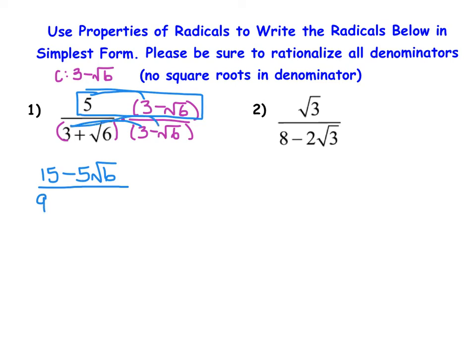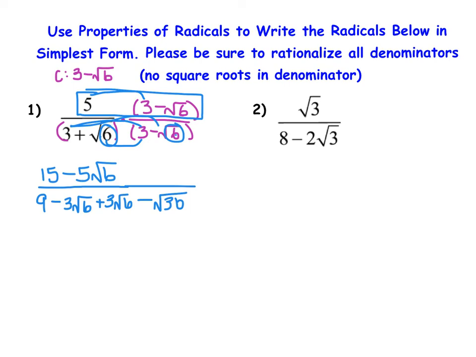Then 3 times negative square root of 6, so that becomes a negative 3 square root of 6. Again, noticing 3 on the outside, 6 on the inside, because that's how they were to start. Then I take square root of 6 times 3, so that's plus 3 square roots of 6. And then I end up with minus the square root of 6 times the square root of 6. Well, that becomes the square root of 36. They're both underneath the root, so they get multiplied together.